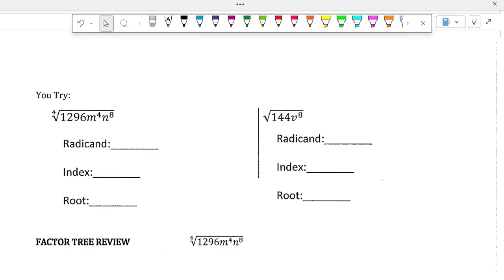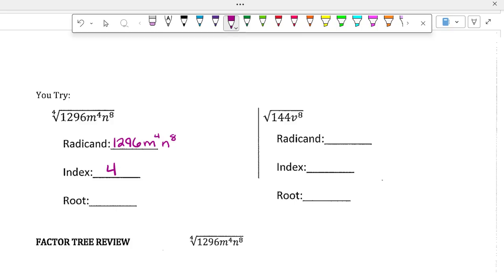Alright, let's come back together. Carolina, what's the radicand for the first one? Good. So remember, the radicand is everything under the radical. So what is the index? Owen. The index is 4. Good. It's a fourth root.